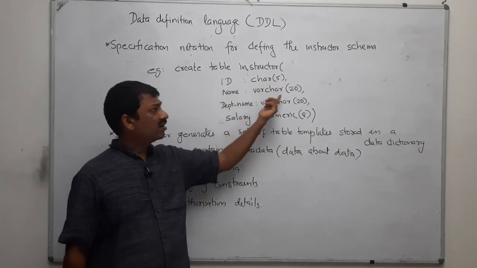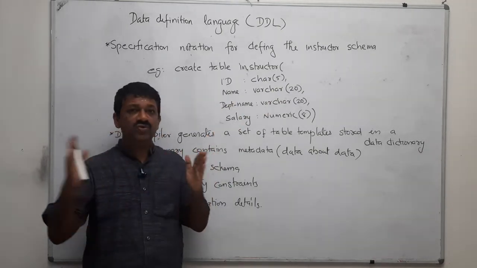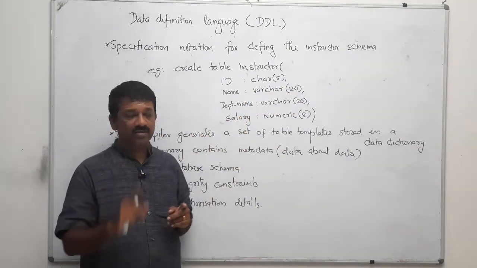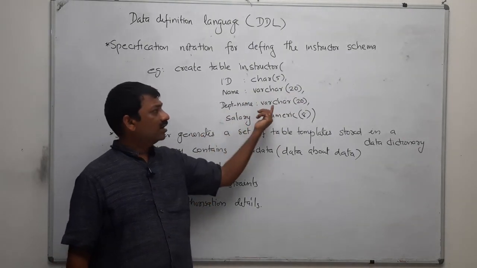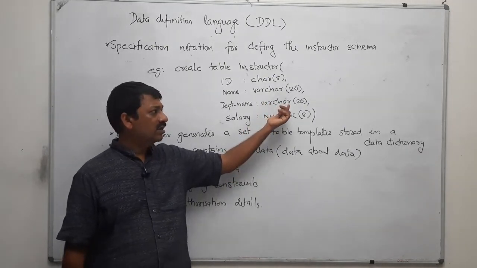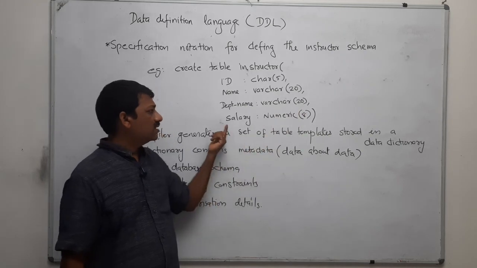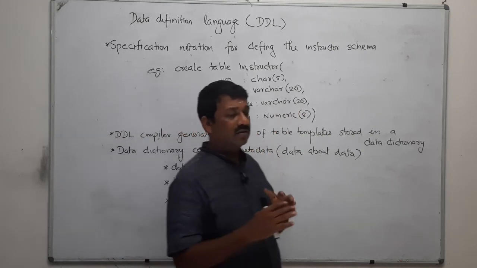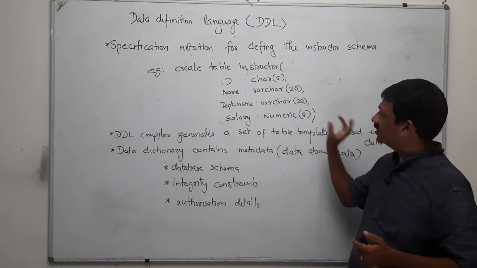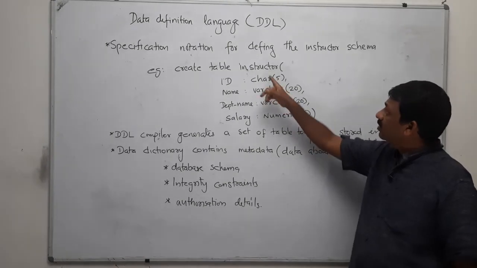And name is varchar 20, which means the length of the name can be from 1 to 20. That means at most 20 characters are allowed and at minimum 1 character. And department name again is a varchar 20, a variable character type, and its range is 1 to 20. And salary is a numeric value, and here for simplicity I have written 8. That means 8 digits. And all these are separate.